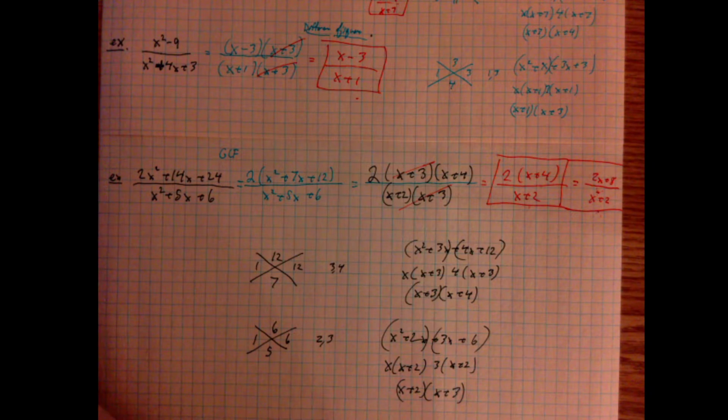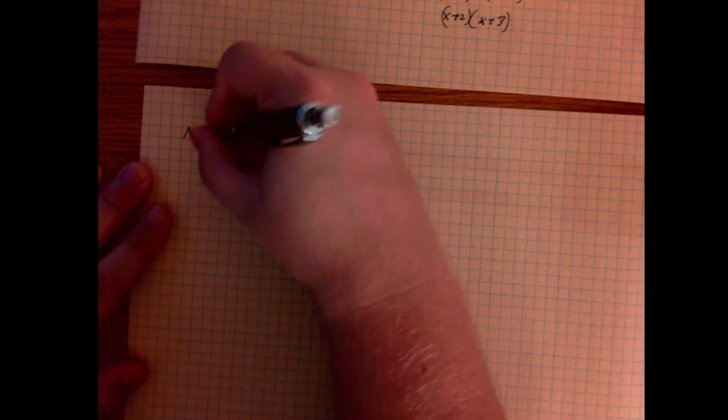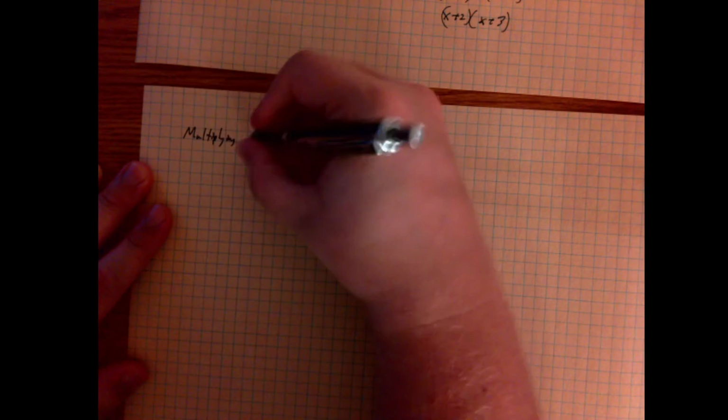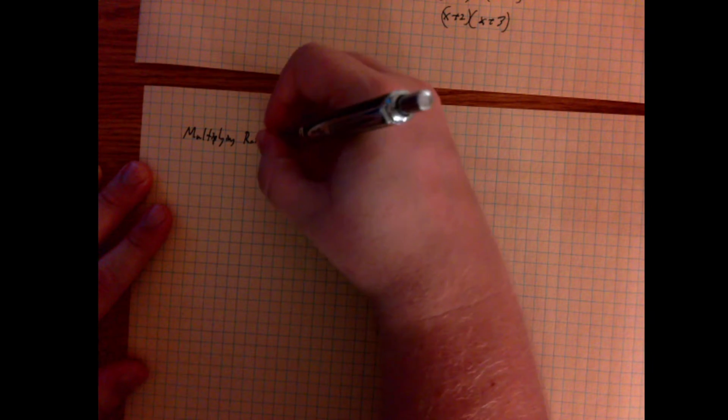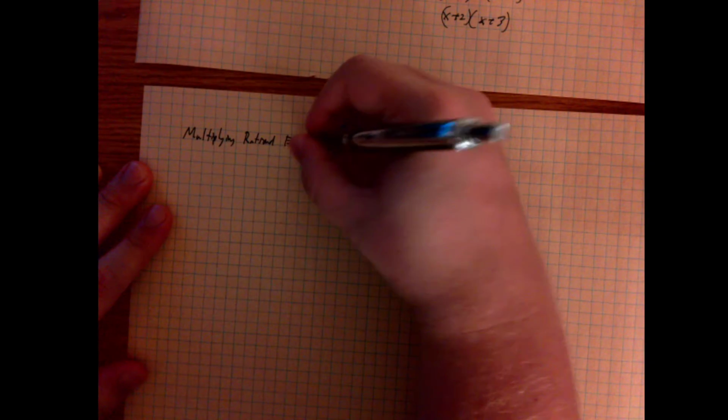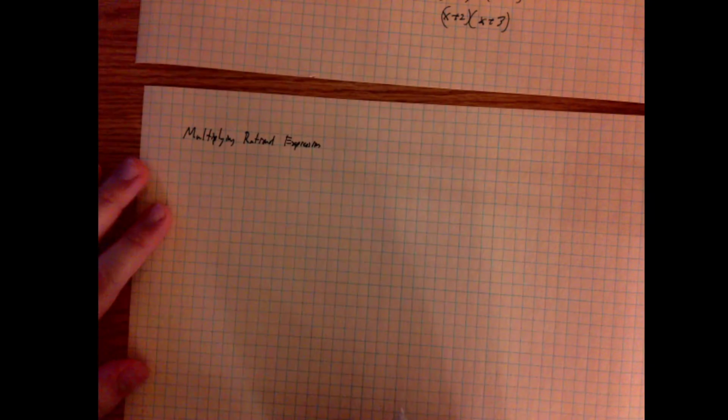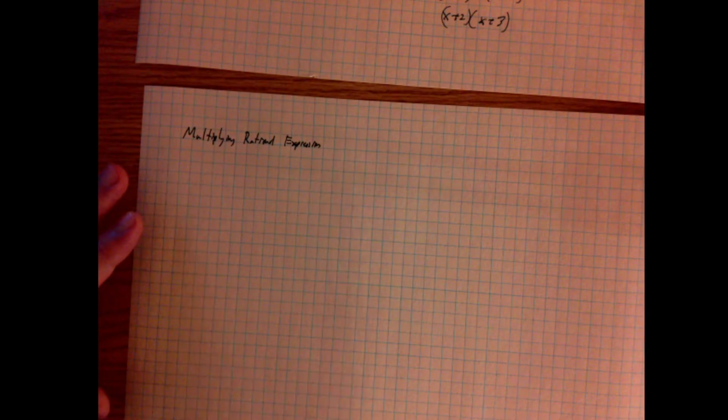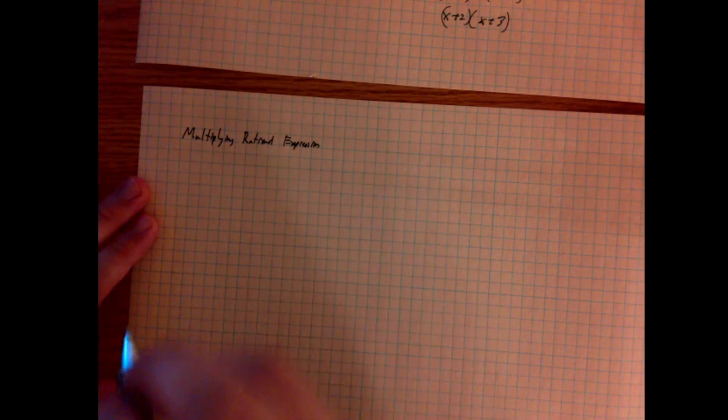Part 2. Same conversation. This comes down specifically to multiplying rational expressions. Let's take a look. Okay, I'll assign a couple of these tonight, but not too many. When it comes to multiplying rational expressions, there's a 4-step process.